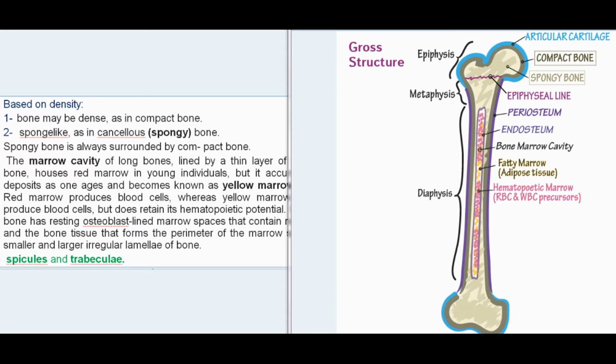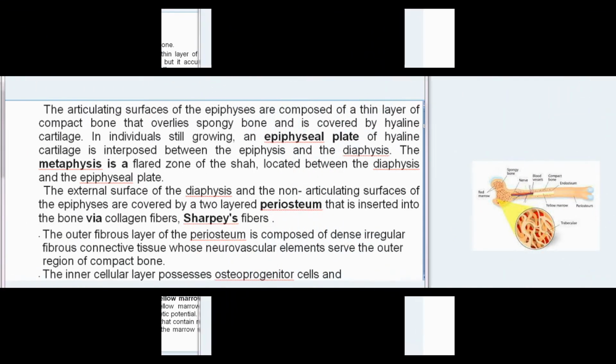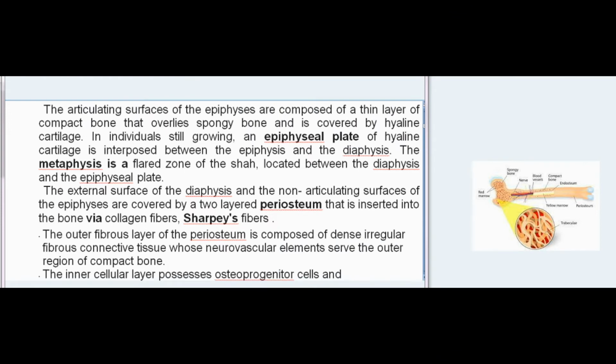Cancellous bone has resting osteoblast-lined marrow spaces that contain red marrow, and the bone tissue that forms the perimeter of the marrow spaces has smaller and larger irregular lamellae of bone, spicules and trabeculae. The articulating surfaces of the epiphyses are composed of a thin layer of compact bone that overlays spongy bone and is covered by hyaline cartilage. In individuals still growing, an epiphyseal plate of hyaline cartilage is interposed between the epiphysis and the diaphysis. The metaphysis is a flared zone of the shaft, located between the diaphysis and the epiphyseal plate.